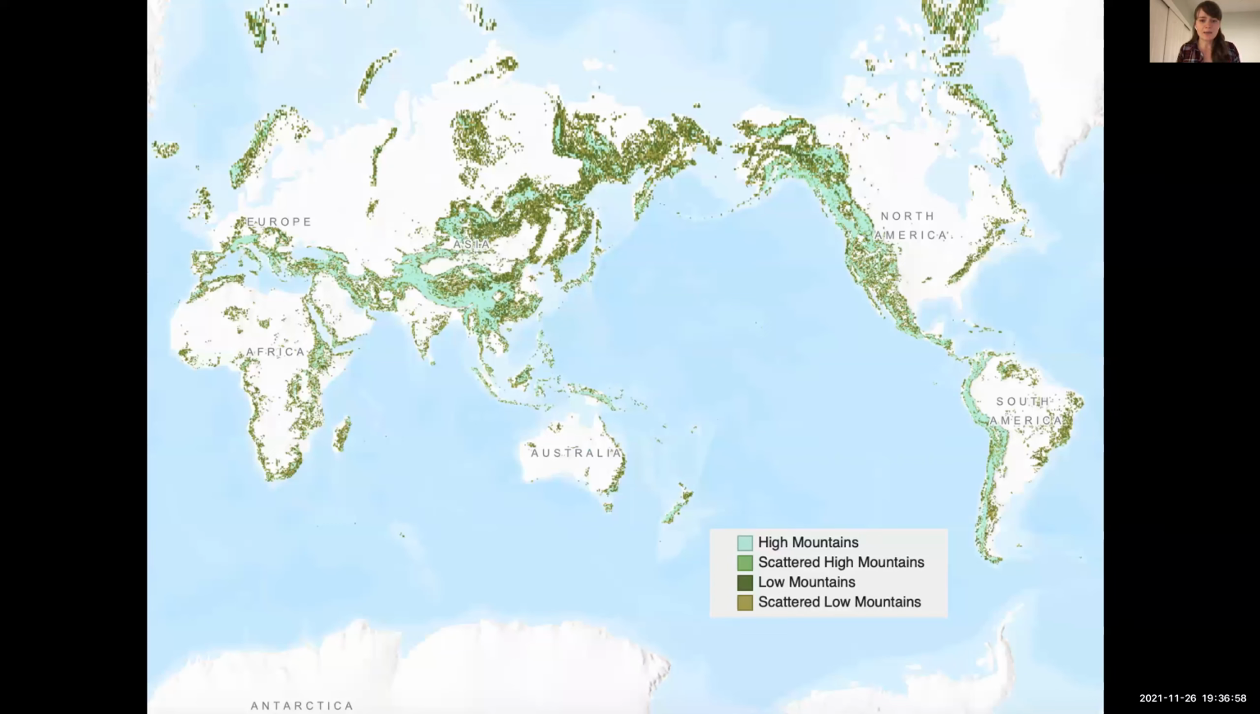Now, this is a global map showing all the mountain regions in the world. High mountains are this light turquoise color. Scattered low mountains are this greenish brown color over here. And I really like this map. The research is actually showing that small lakes in these regions play a disproportionately important role in the flow of nutrients and processing of materials at all scales.